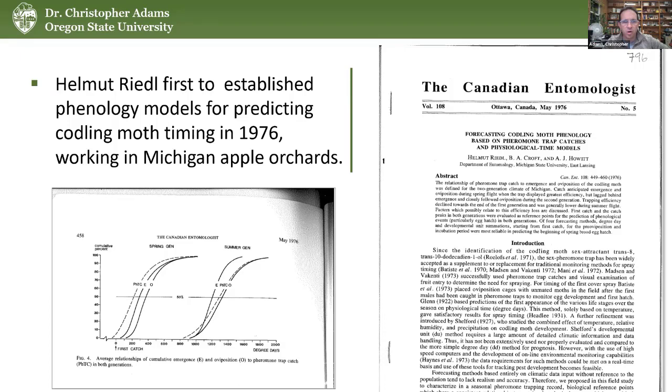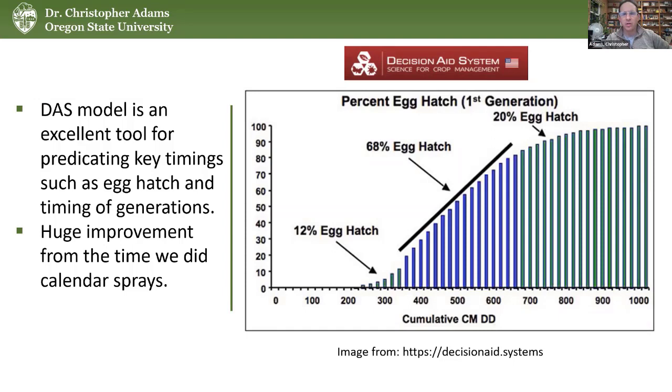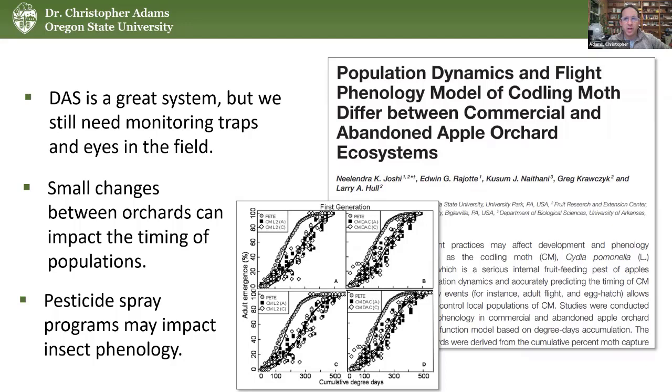I'm sure everyone's aware of the decision aid system by Vince Jones and now run by Dave Crowder. This is an excellent tool that provides accurate predictions of key life stages and spray timings. And these models were built and confirmed using trapping data over many years. This was a huge improvement in pest management over the calendar sprays. DAS is a great system, but we still need monitoring traps and eyes in the field.